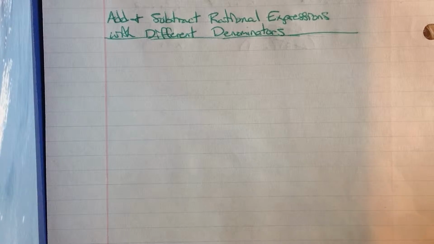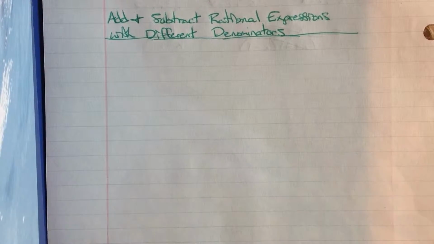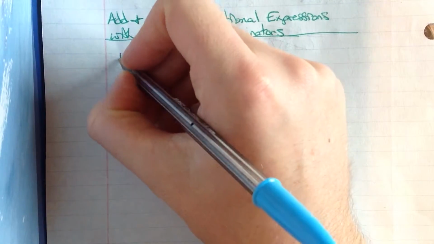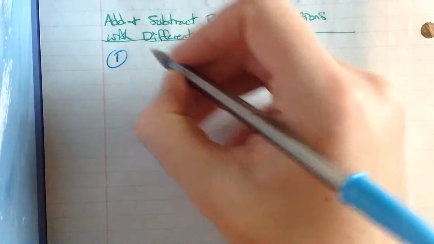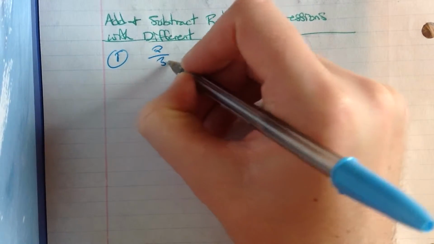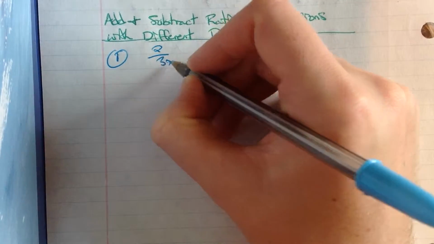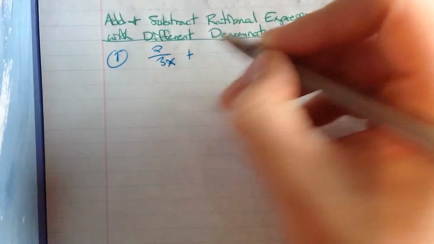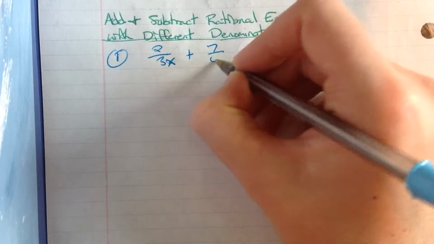Adding and subtracting rational expressions with different denominators. So let's just get into some examples. I think these are easier to see once we start working problems. So 2 over 3x plus 7 over 4x.